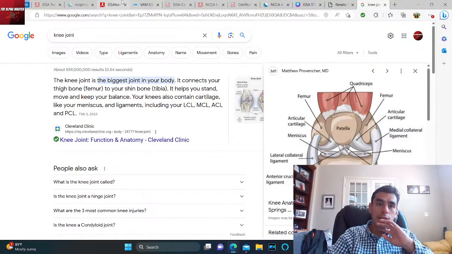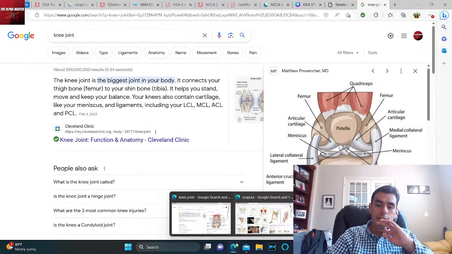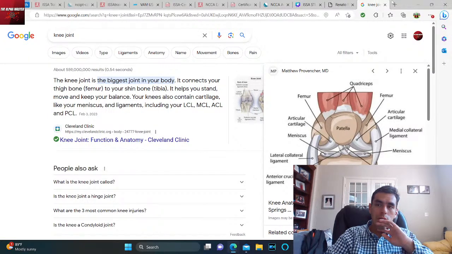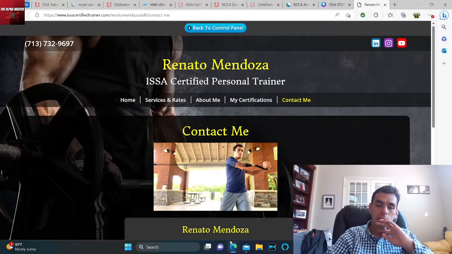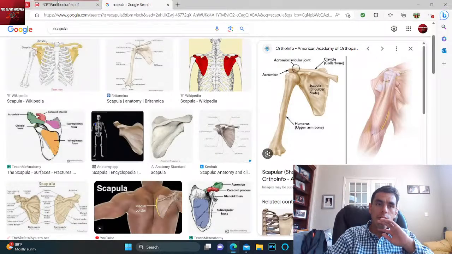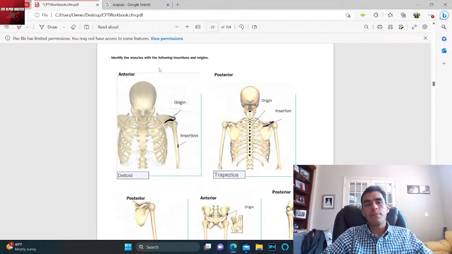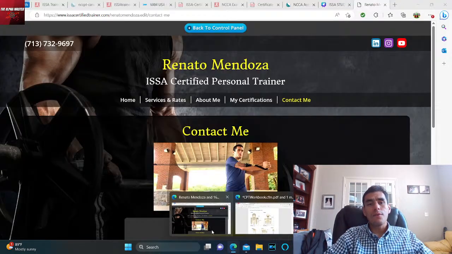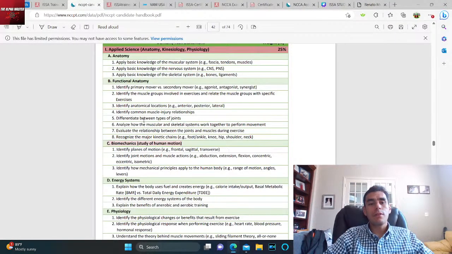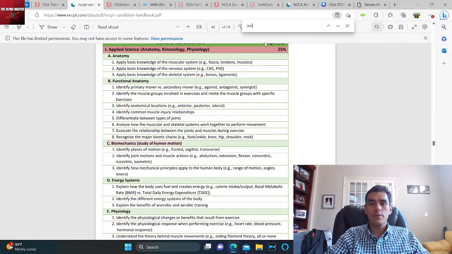Anyways, we're gonna continue with the study, and this is gonna be the terminology part for the muscles with the following insertions and origins. By the way, insertions and origins is not really a big part of the final exam. As you see here, in functional anatomy, you're not really gonna find insertions and origins.